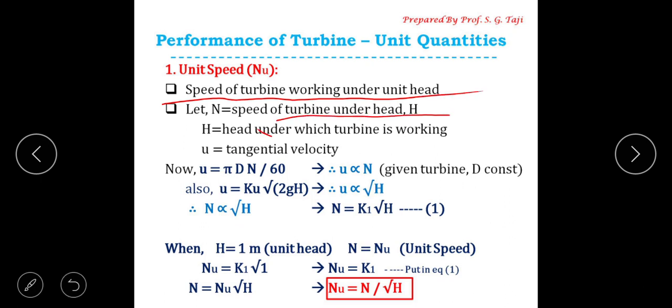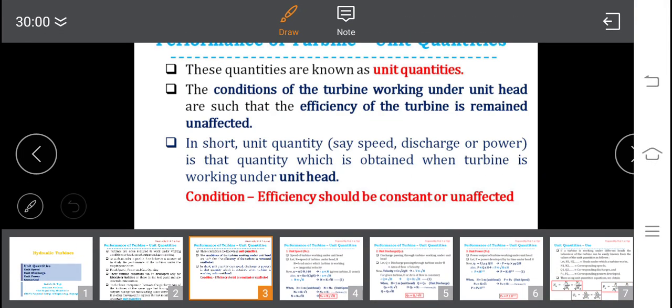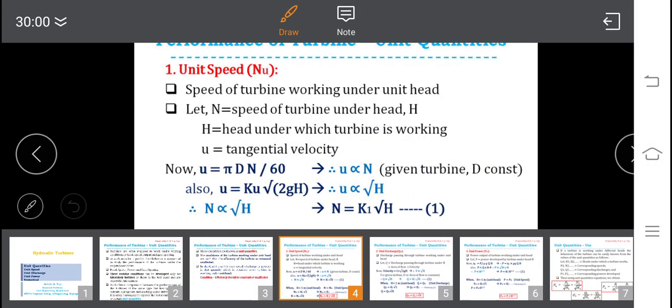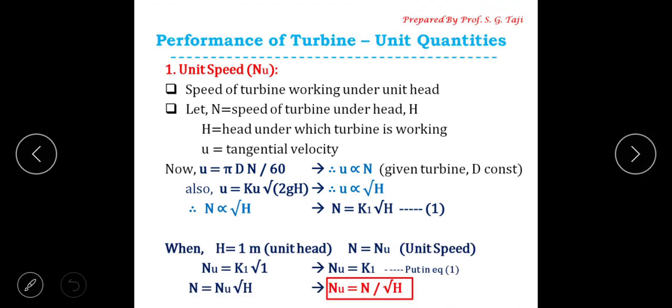Let N be the speed of the turbine under head H meter. H is the head under which the turbine is working. U is the tangential velocity. We know the formula for tangential velocity: U is equal to pi DN by 60, which implies U is proportional to N, because for a given turbine D remains constant. Also, U is equal to Ku root 2GH. U is proportional to root H. Therefore, N is proportional to root H.